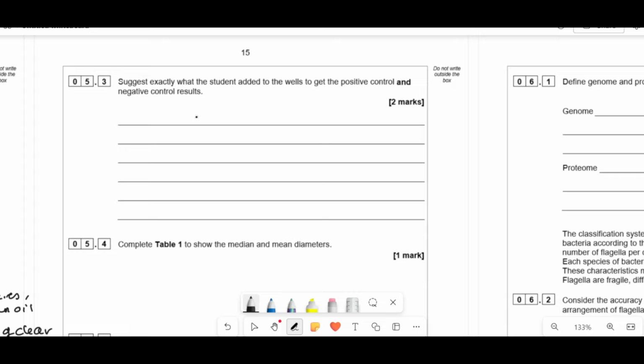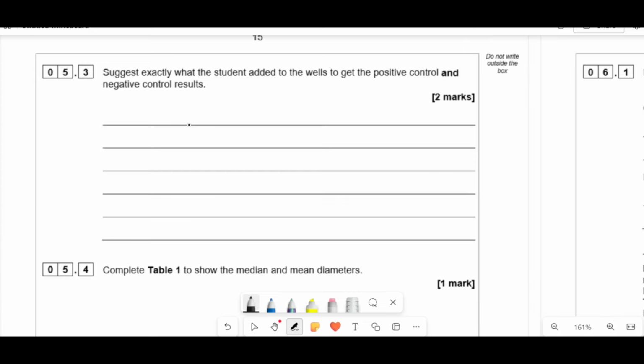It says suggest exactly what the student added to the wells to get positive and negative control results. So a lot of people were saying doing nothing to the well, that's incorrect. And then people were just saying adding bacteria to the well as well. Are we not doing that with every single one of these? Come on. Look carefully and think carefully about what's happening.